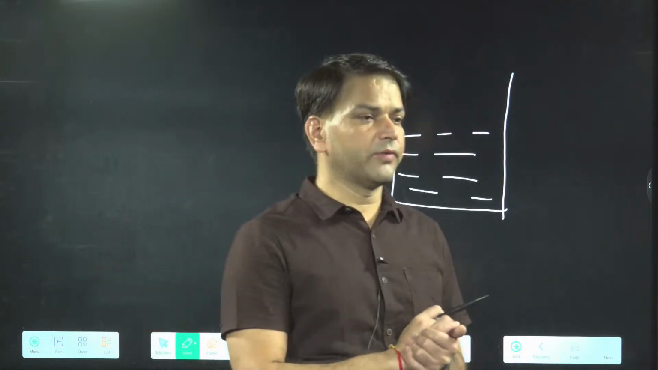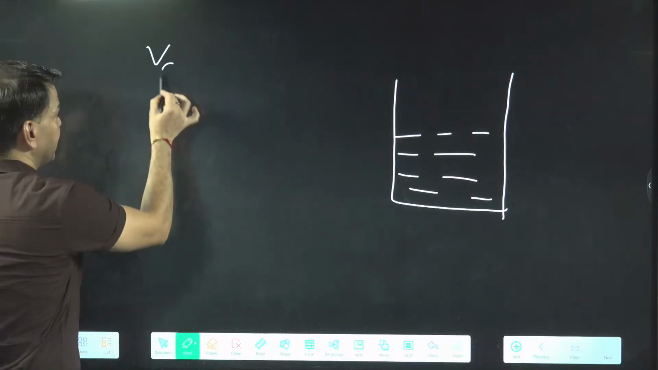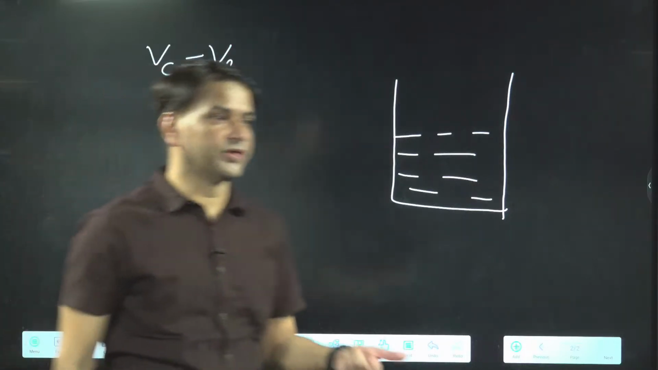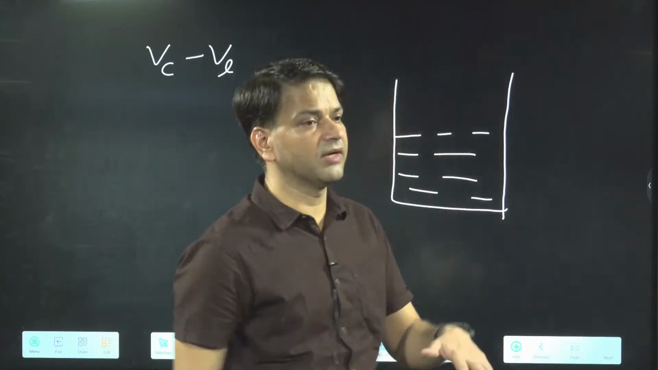So in this case, what will happen? Suppose the container volume is VC and the liquid volume is VL. So VC minus VL. VC minus VL is what? Vacant space. VC minus VL is the volume of air.